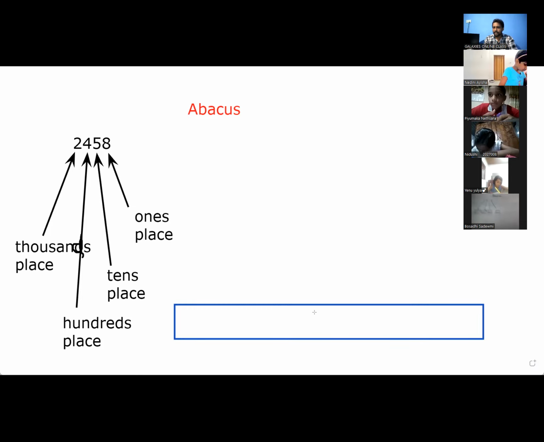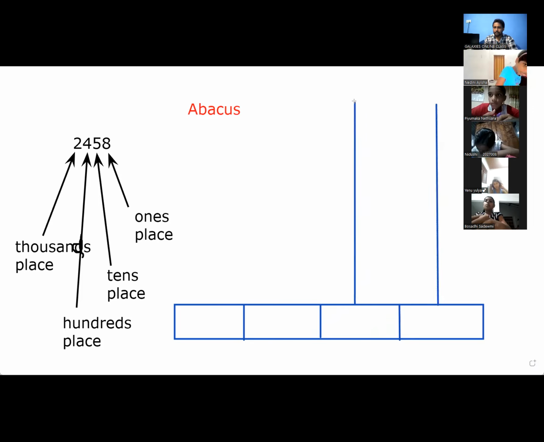So you can divide it into 4 parts, 4 equal parts of this abacus. Okay. Right. Then I will fix the rods. 1, 2, 3, 4.